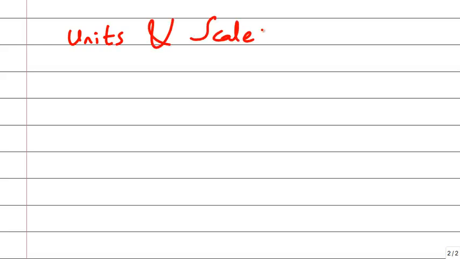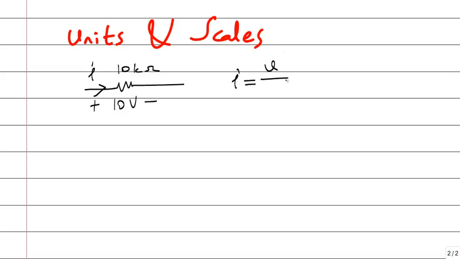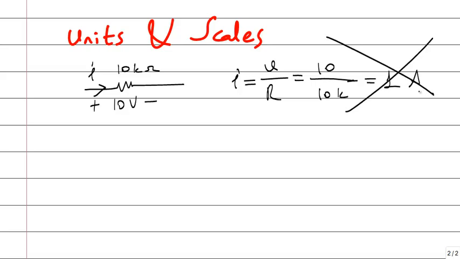Yes, some numerical examples, units and scales. Question: 10 kilo ohm, 10 volts applied. What is the current I? The current I, we know that the current is voltage divided by resistance. Voltage is in volts, 10 volts. And resistance is in ohms, but it's given in kilo ohms in the question. So 10 kilo ohms, if you say this is equal to 1 amp, you lose some points.